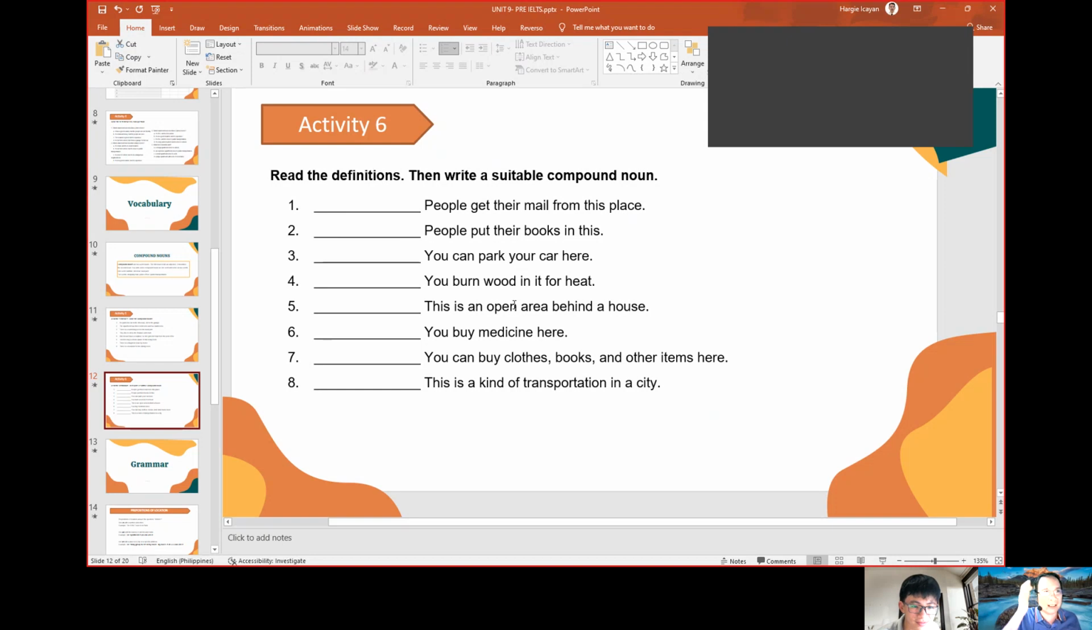Because they have that particular season of the year, it's winter. Of course, in winter, just like in Canada and parts of America, they burn wood in order to give heat. So they are not going to use aircon anymore if it is winter because it's cold, right? Okay. So number 5 is an open area behind the house. It's a backyard, okay? And then when you buy your medicine, you have to go to the drugstore.